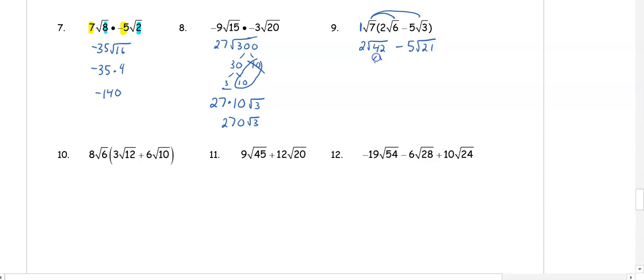Now, if I try to simplify this, 42 breaks down to 7 and 6, 6 breaks to 2 and 3. There's no pairs, so that's as simplified as we get. Same thing with 21. 3 and 7 gives me no pairs, so I'm simplified as far as I can go.